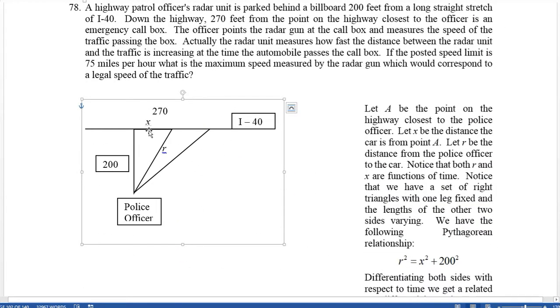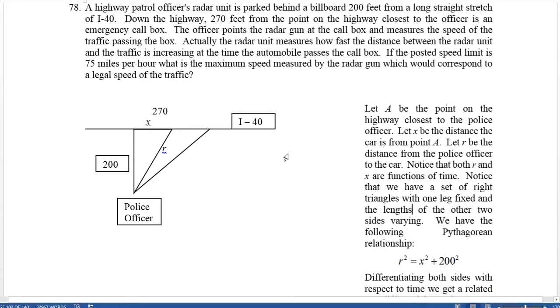Now this is an extreme example because the policeman is not really going to be 200 feet from the road. He's just going to be almost right on the road, just barely off of it. But even then, the actual speed is going to be a little faster than what the police car is actually measuring with the radar gun. So the only way to get it accurate is if the police car is stationary and is right behind the car that's moving down the road. Then there would be no difference in the two measurements.